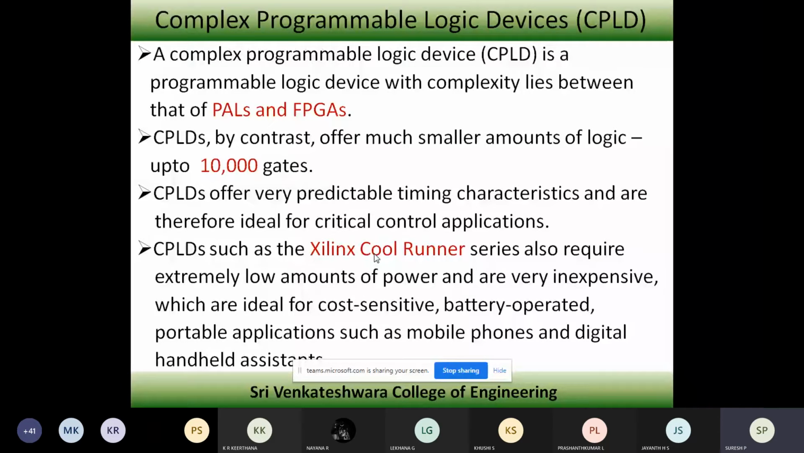So why do we require gates? You require gates to build applications, right? What gates do you require? One is the OR gate, the other is the AND gate. So the number of OR gates and AND gates which you are going to have when building your CPLDs is around 10,000 gates.